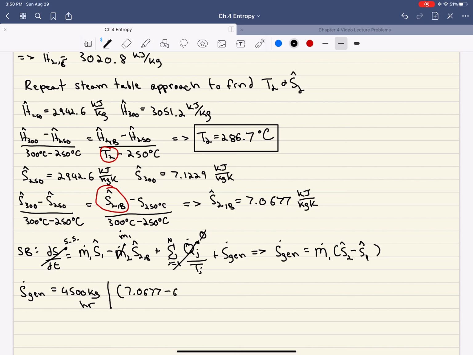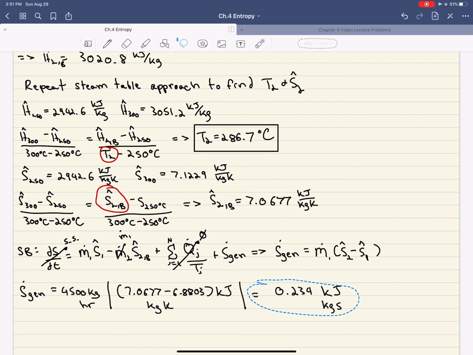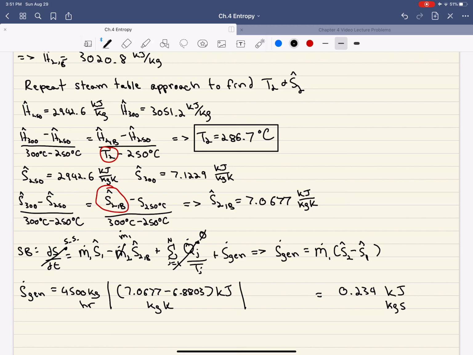7.0677 minus 6.8803 kJ per kg K, and we get that the entropy we generated is equal to 0.234 kilojoules per kilogram second. Oh, I forgot, just to be complete, let me put the unit conversion in there. Okay. Alright, and so we see that when we operate at less than 100% efficiency, we generate some entropy in our system.